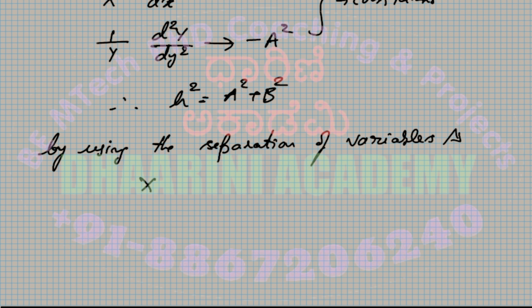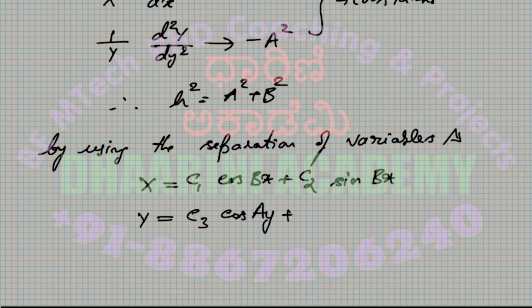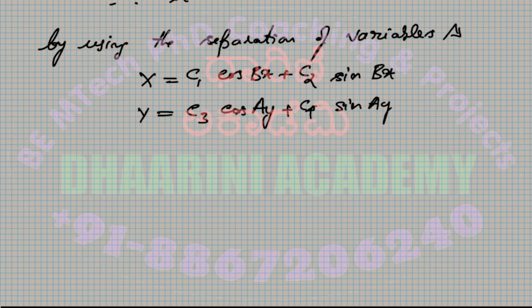The solution will be of the following form. This will be one constant into cos bx plus another constant into sine bx. It's in terms of x only. You can see that the capital X is a term which contains only small x. Similarly, Y is, let's write, c3 cos ay plus c4 sine ay. I hope you are fine till here. So what's your final answer?